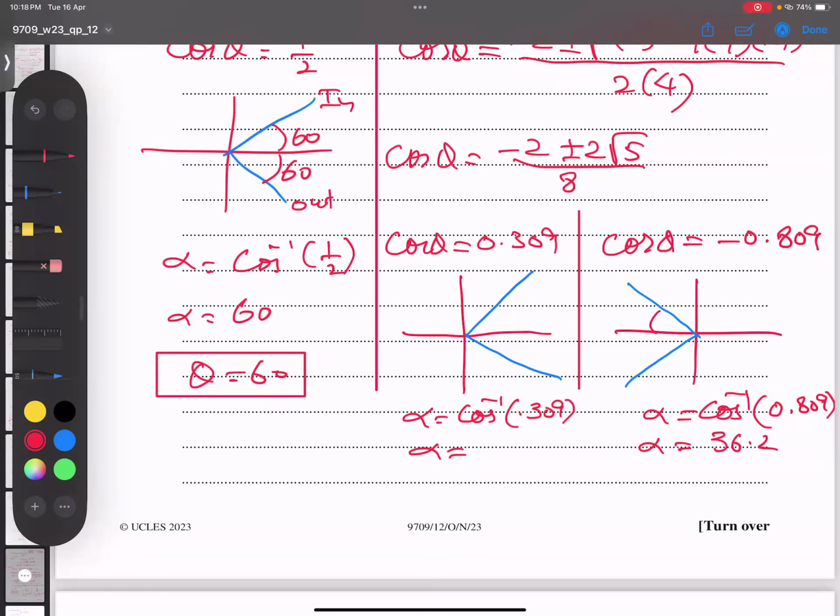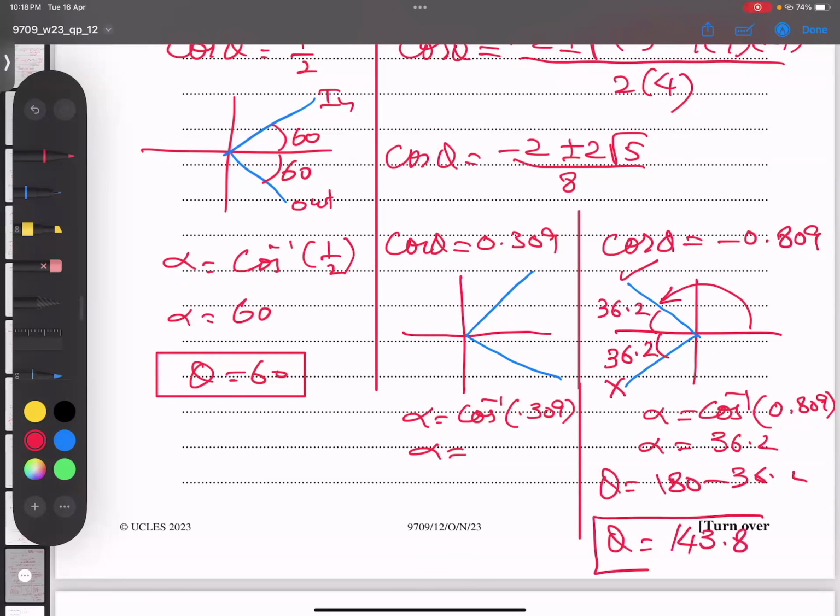So 36.2 degree here, 36.2 degree here. But this is out of range, this is in range. And this is my answer. So answer number three is theta equal to 180 minus 36.2. And if I subtract, students, I'm getting the answer 143.8. I think that's clear.